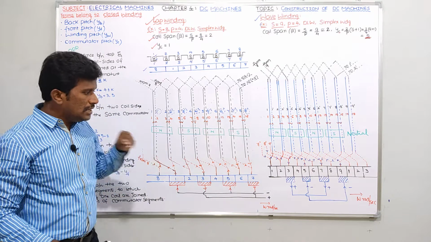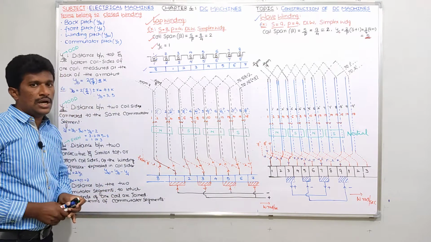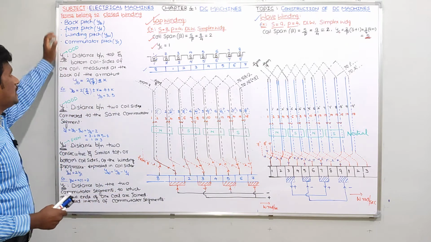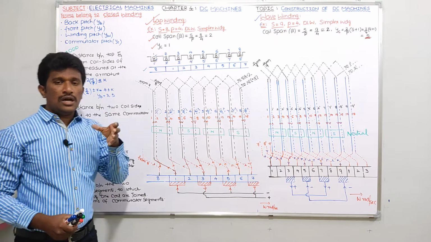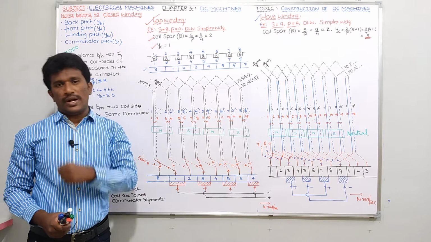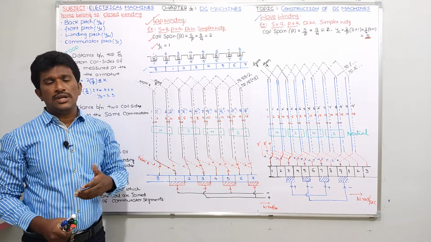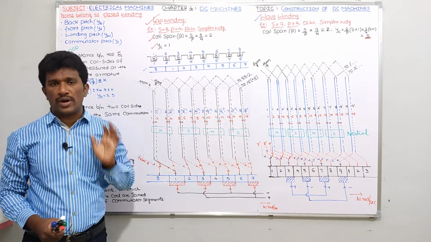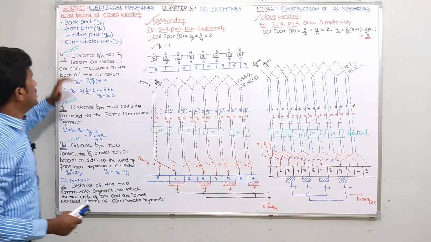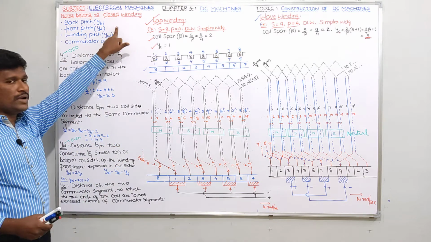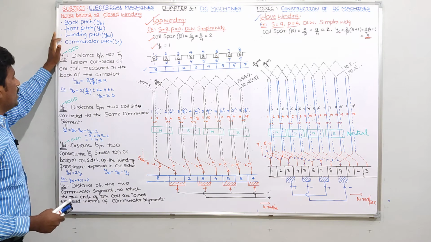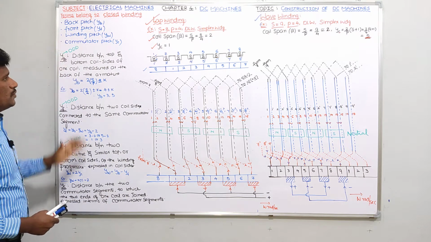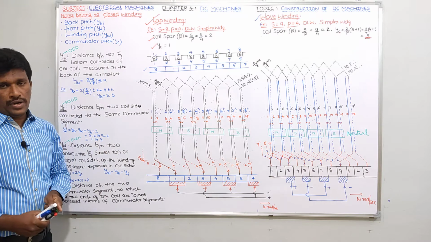But in this video, I am just going to explain some terms belonging to closed winding. In a DC machine, the armature winding is called closed winding, whereas in an AC machine, the armature winding is called open winding. Indirectly, these are terms belonging to lap winding and wave winding only. So back pitch, front pitch, winding pitch, commutator pitch, all those things we are going to explain in this video.